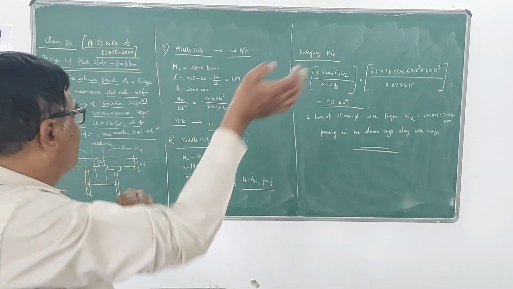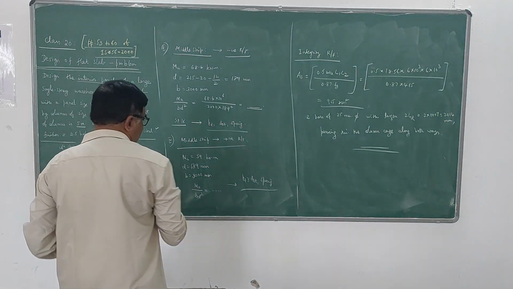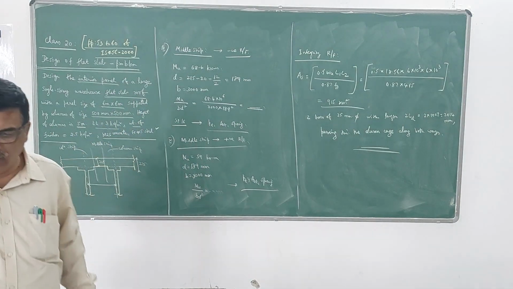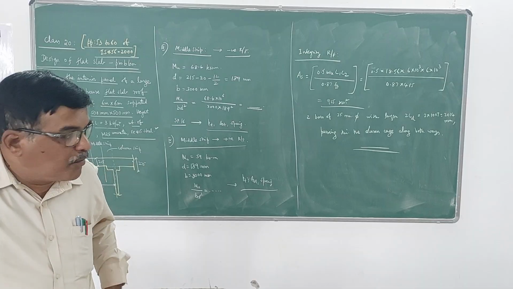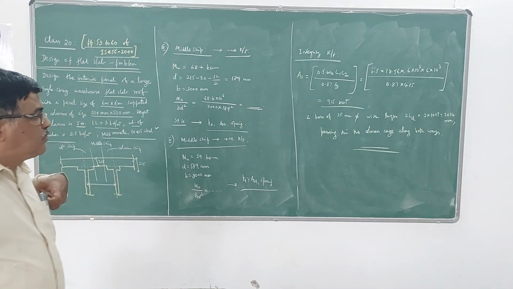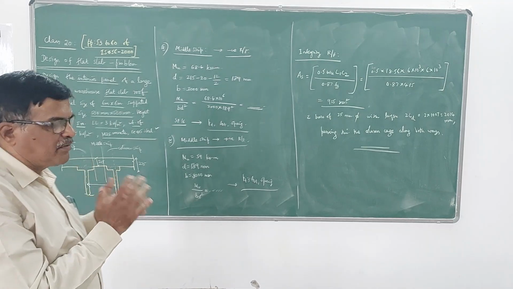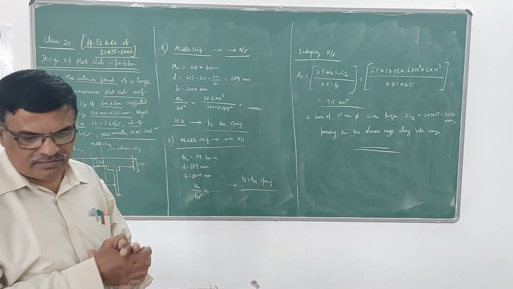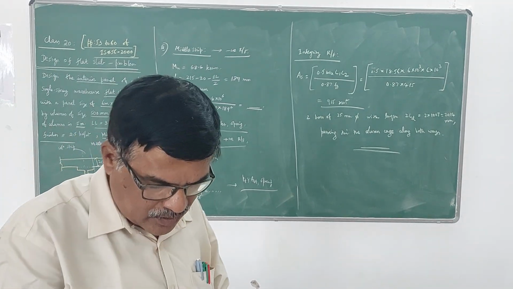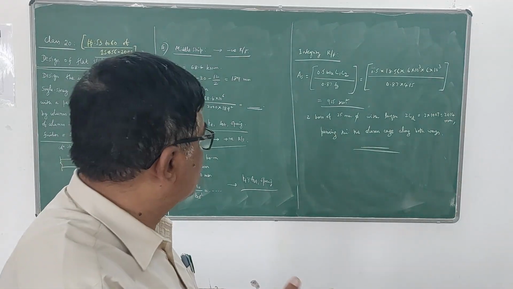Anyway, there are 4 moments we have calculated, and for all the 4 moments, we have computed the reinforcement. So assuming the same diameter of bar, 12 mm, only the spacings will be different. So this is the development length.